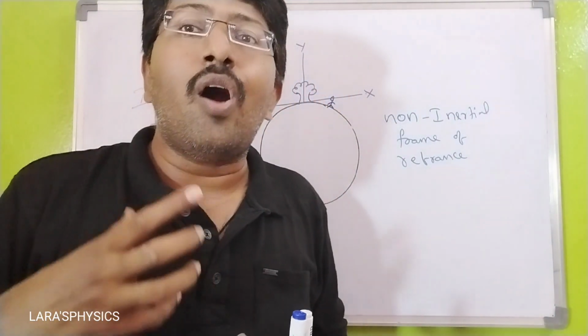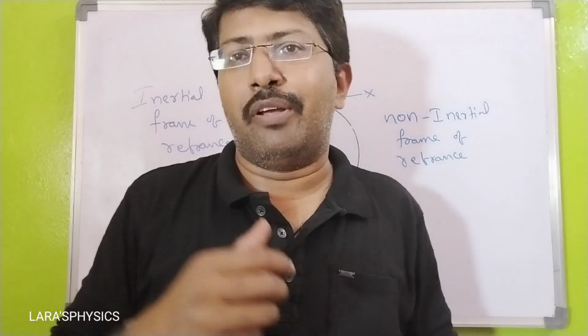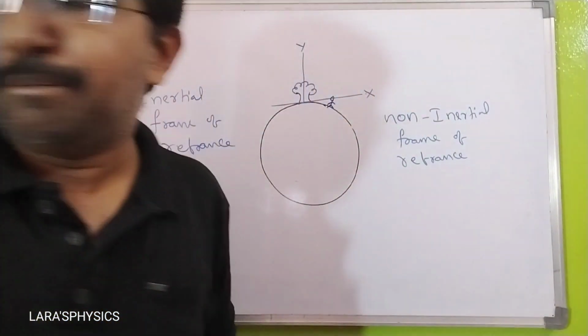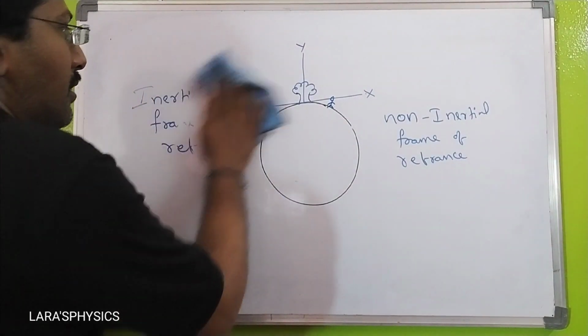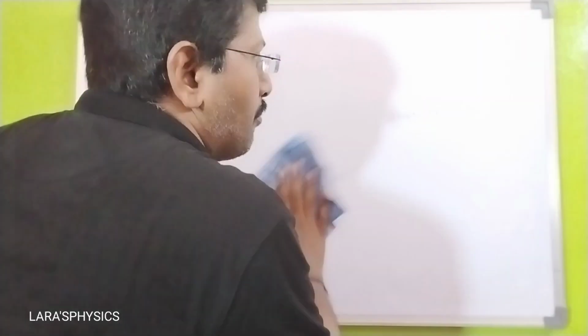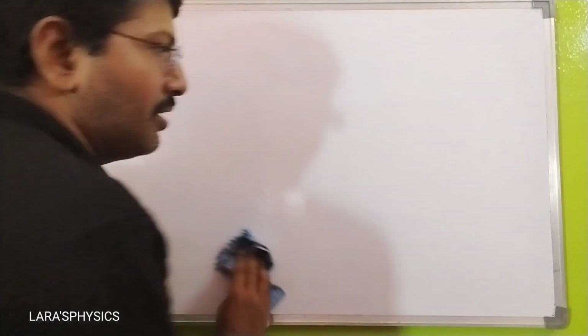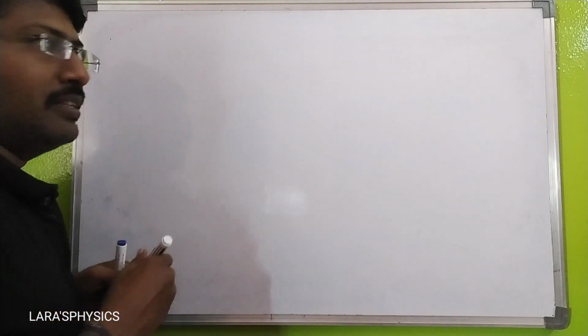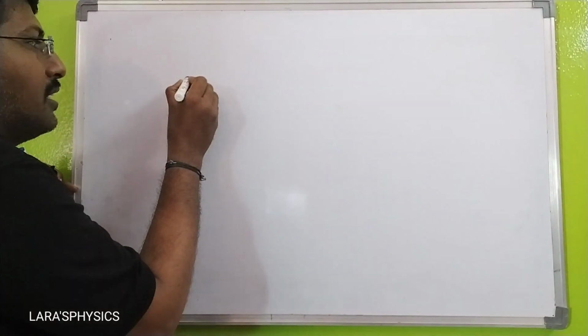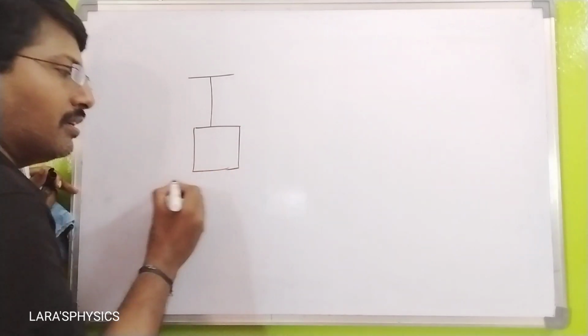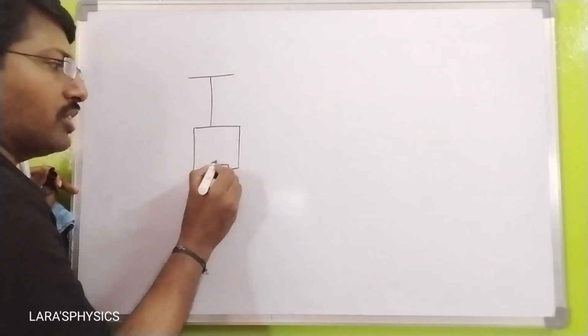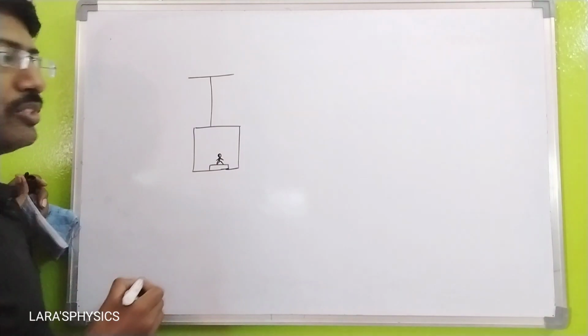Now, how to overcome those non-inertial frame problems? See here, I will tell you one small example based on the inertial frame and non-inertial frame. Already you know apparent weight in a lift. For example, this is the lift. I take one weighing machine and I stand on the weighing machine.